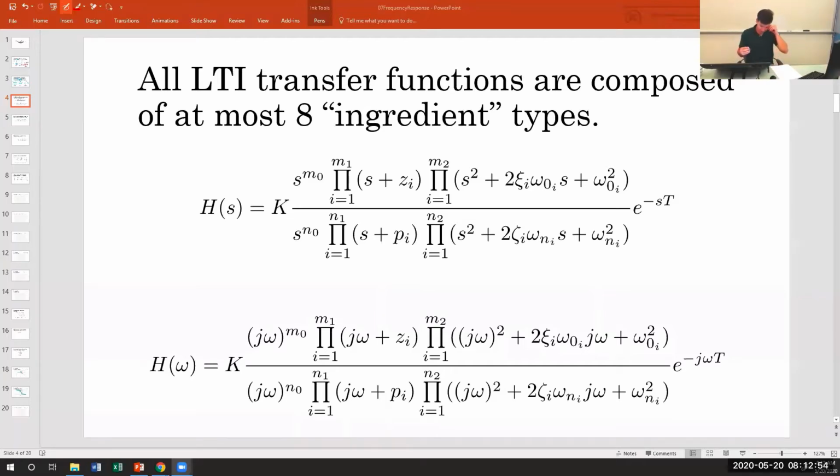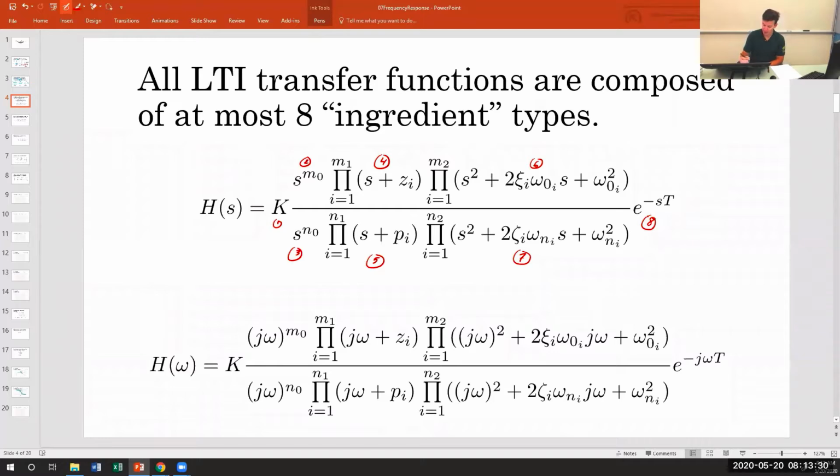I think we left off here last time, where I started talking about the 8 basic ingredients in an LTI transfer function. They were, again, gain, differentiators, integrators, real zeros, real poles, complex conjugate zeros, complex conjugate poles, and pure delays. So those are the 8 possible things you can have in an LTI transfer function. That was in the Laplace version.